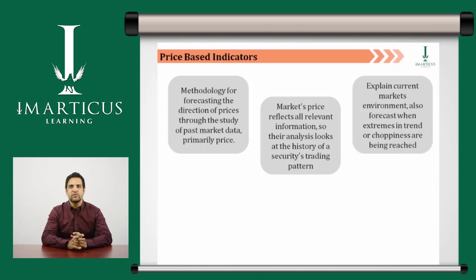These indicators are generally shown below or above the main price chart. These explain current market environments as a range expansion or a range contraction. It also forecasts when extremes in trends or choppiness are reached so that the trader can expect change.